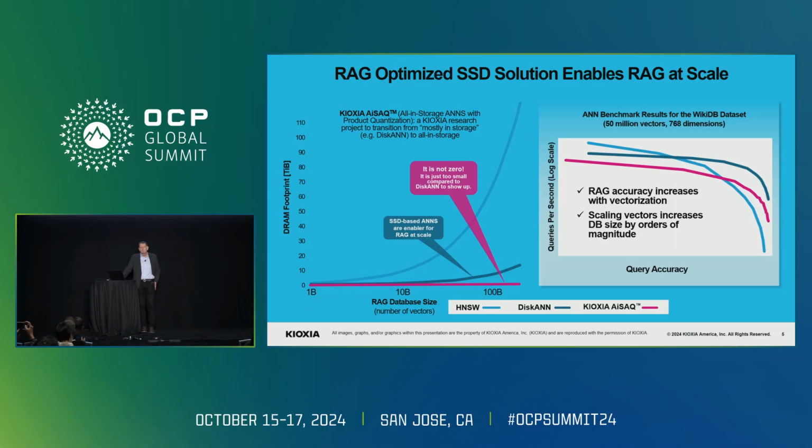Okay? And so the idea here is to transition from mostly in storage to all in storage on the vector database indices themselves. And as we point out on the left-hand side, it's not that we eliminate the DRAM footprint. It's just too small to show up on this chart relative to the other solutions. It's about 100 gigs constant, regardless of the size of the vector database that's required. And so we view this as essentially removing the limitations of scalability of vector databases for retrieval augmented generation systems at scale.